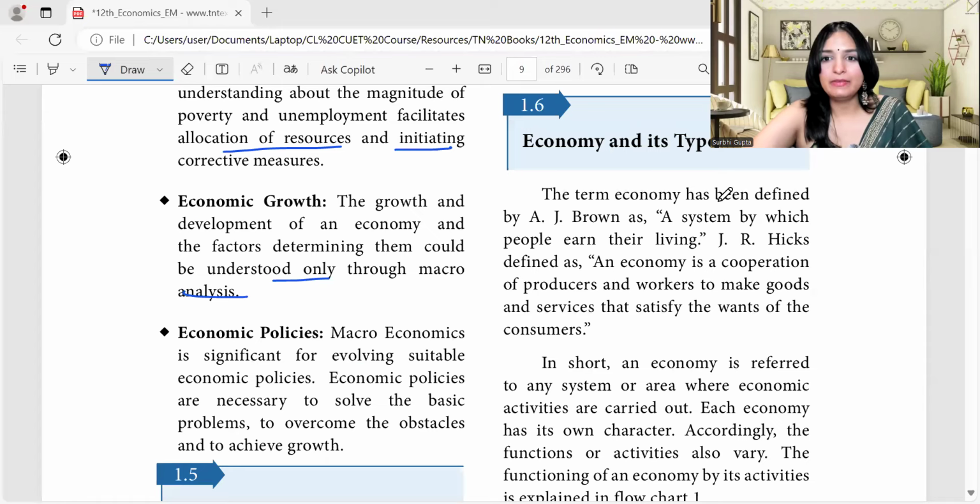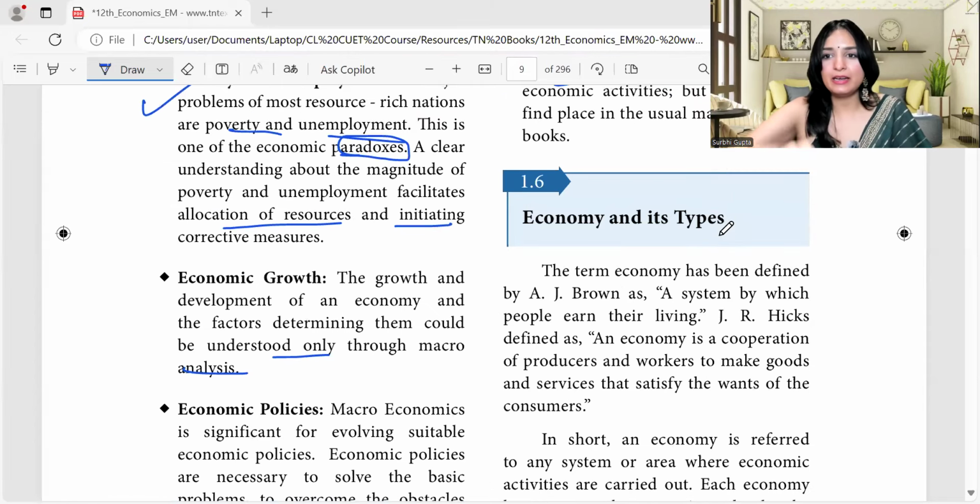So, I think I'll share the screen so that you know. Okay, this is where we left yesterday. So we'll continue from here: what is economy and its types.